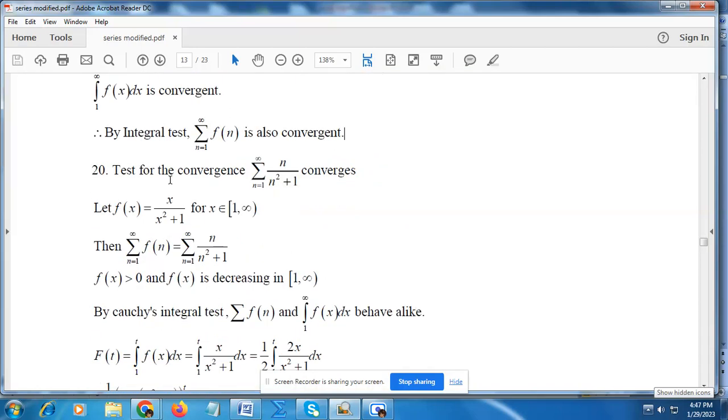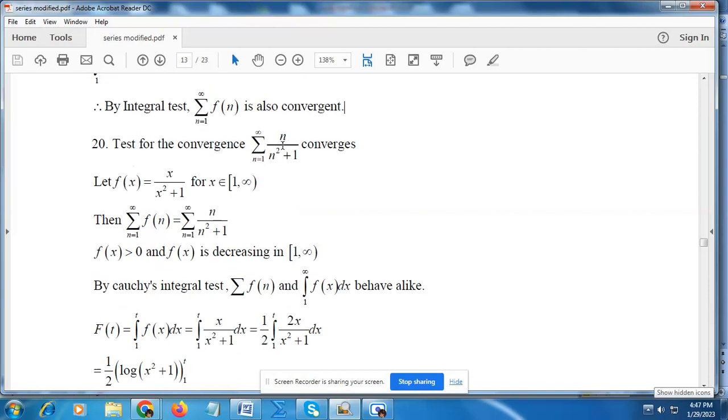Now we go for another question: sigma n by n square plus 1. So simply consider f of n as n by n square plus 1, and f of x, replacing n with x, as x by x square plus 1 for x in the closed interval 1 to open infinity. Clearly f of x is greater than 0 and decreasing in [1, infinity). Now apply the test.